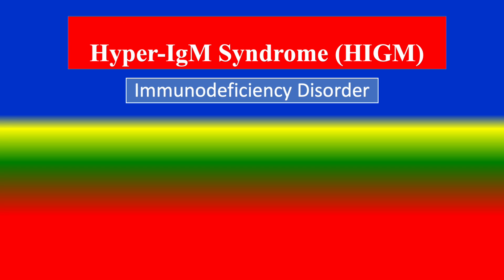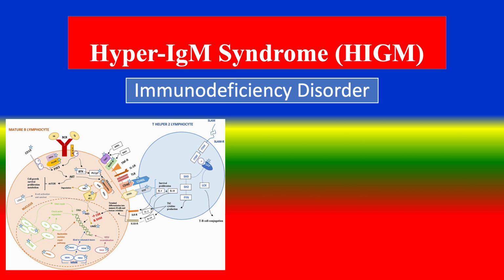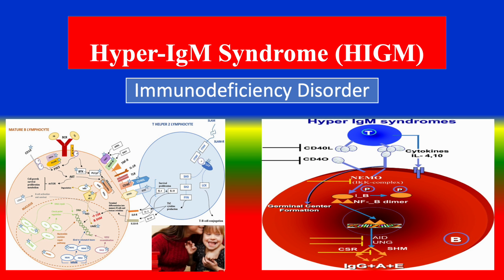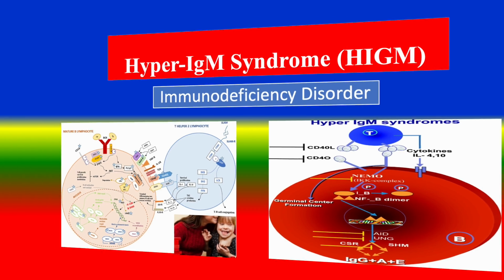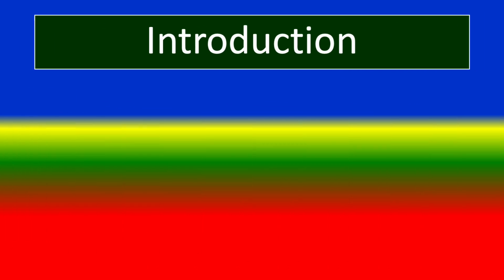Hyper IgM syndrome (HIGM) is an immunodeficiency disorder. But this picture shows that disease mechanisms are more detailed going on. Introduction.